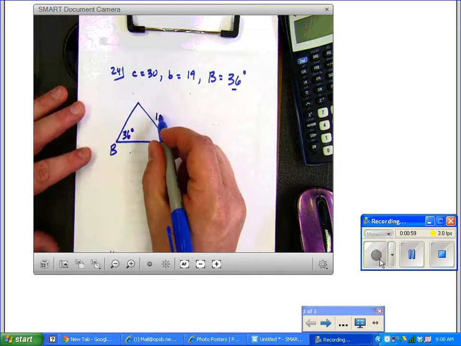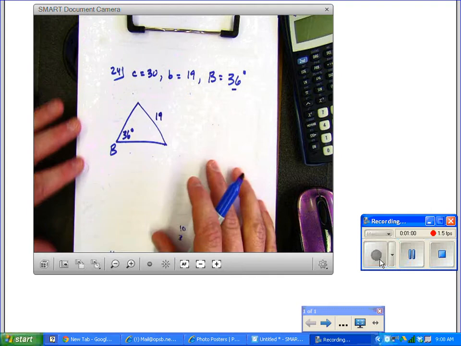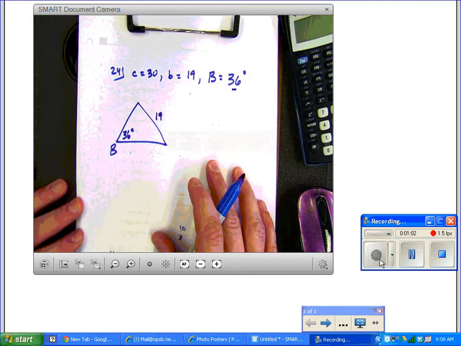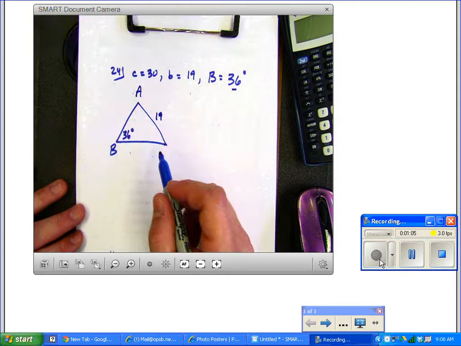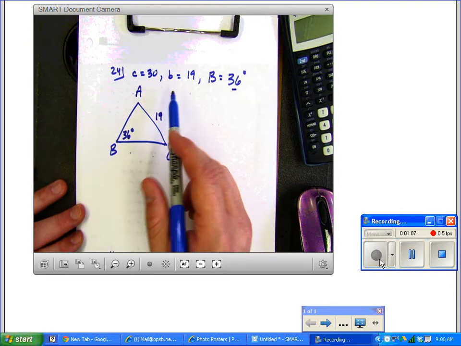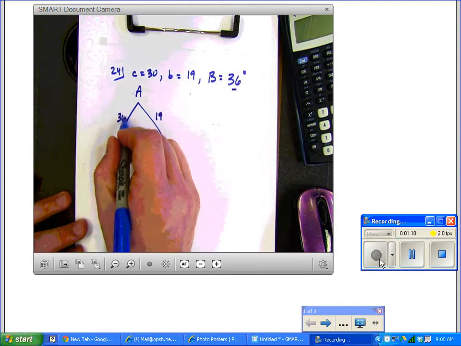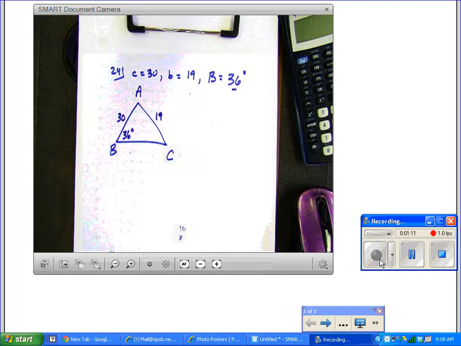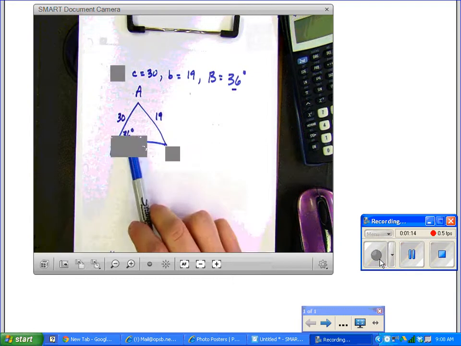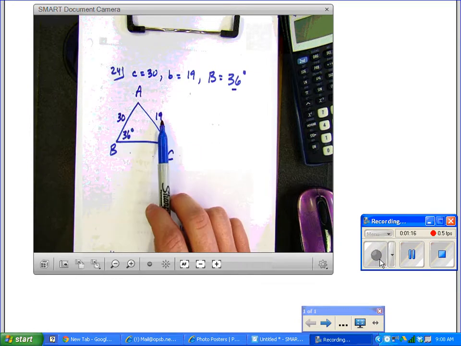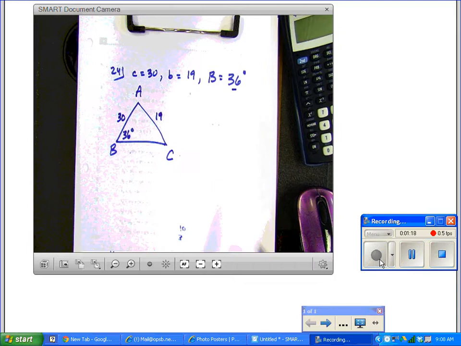So we get little b is 19. All right, A at the top. And so C is going to go here. So little c over here is 30. Okay. So is the biggest side across from the given angle there? No. So I'm going to have to make that comparison. All right. So let's see.